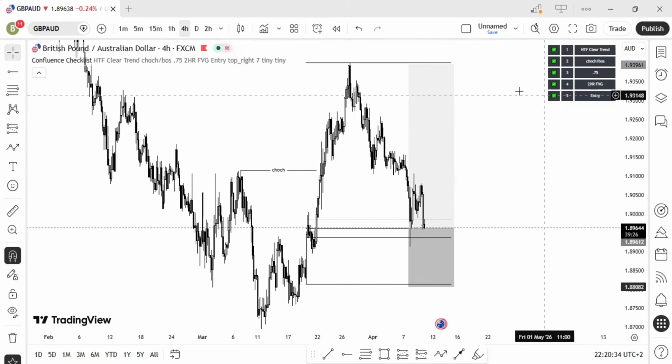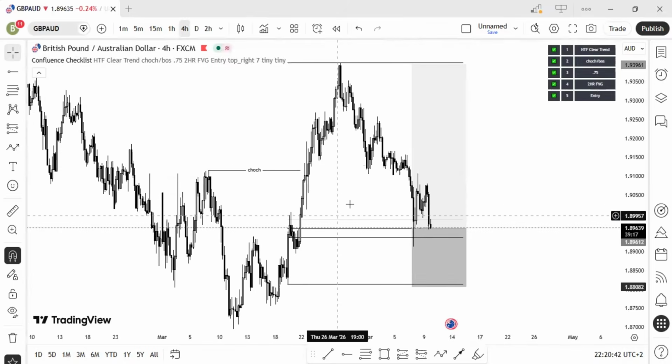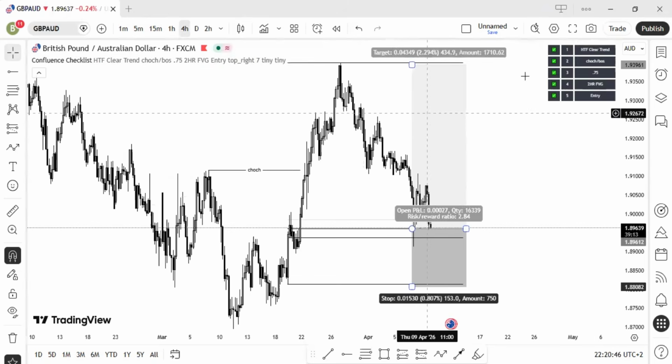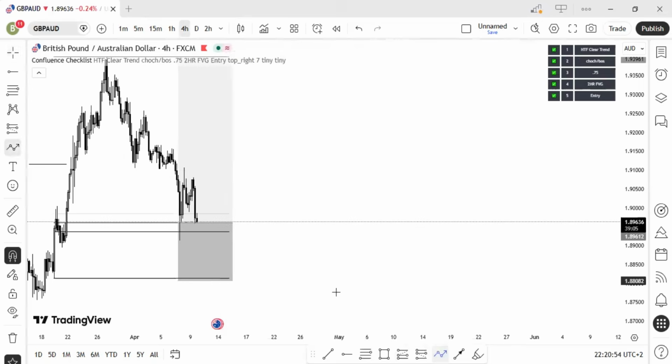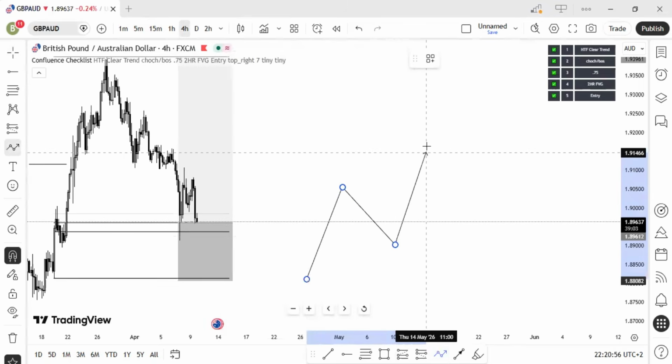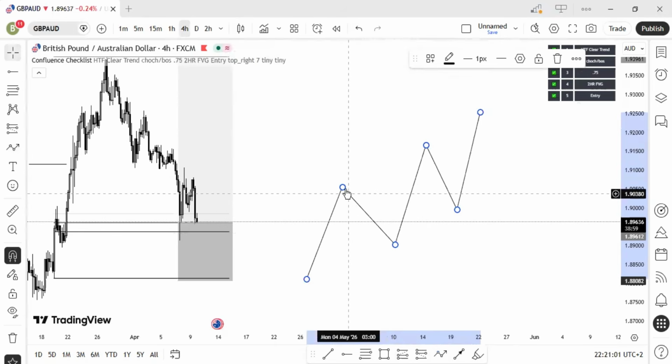So you notice here, on the top right, I have a checklist which helps me identify higher probability entries. The first thing you're going to look for is a clear higher time frame trend. The same way we spoke about in the previous video, the higher time frame needs to be clear that we're in an uptrend or we're in a downtrend.